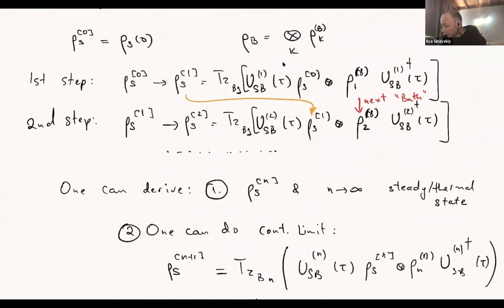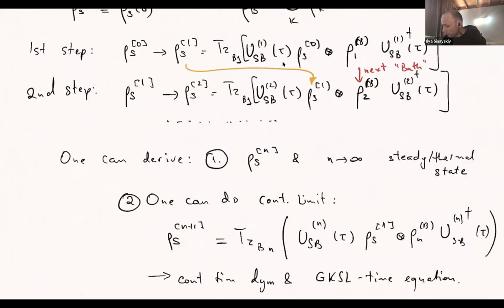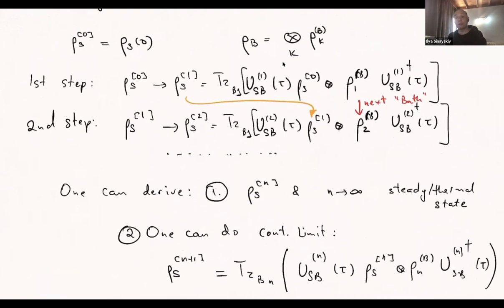For example, what you can play with in such approaches is time. You can say that, okay, now your time of interaction is not fixed and it's given by some random distribution. That's how you can, for example, obtain something which will not be of GKSL form, or some other form, or some more general equations which will not necessarily be Markovian.